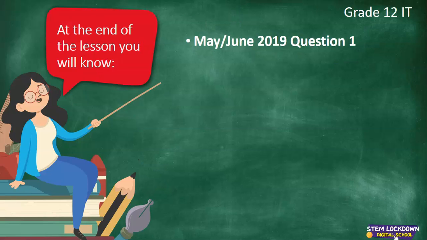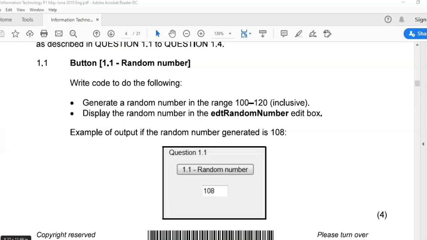Today we're going to look at the May-June paper of 2019, question 1. This is the supplementary paper written in 2019. So let's have a look at question 1.1. It's 4 very easy marks.